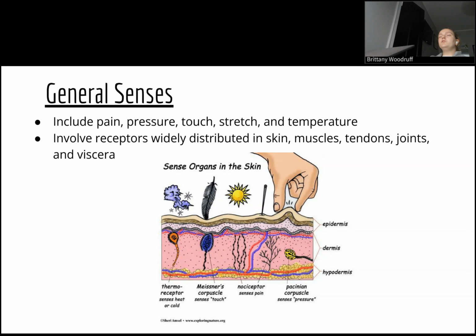Now, there are a couple general senses. General senses, we are talking about widely distributed sensory endings, or sensory receptors, right? So they are going to be distributed throughout the skin, the muscles, the tendons, the joints, and the viscera, meaning the organs. And this is going to include pain, pressure, touch, stretch, and temperature.